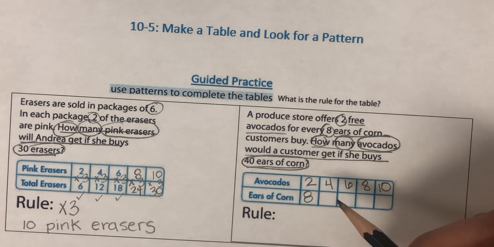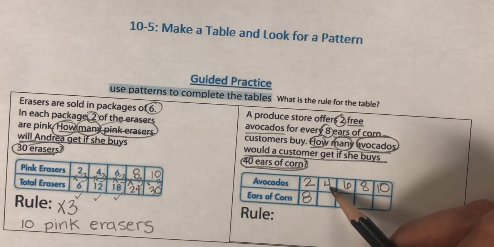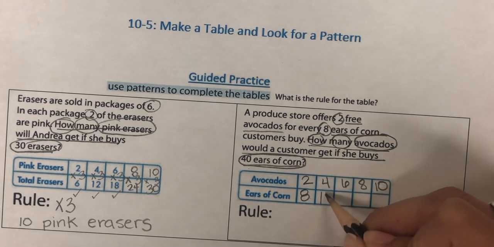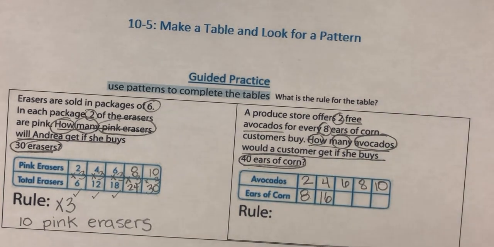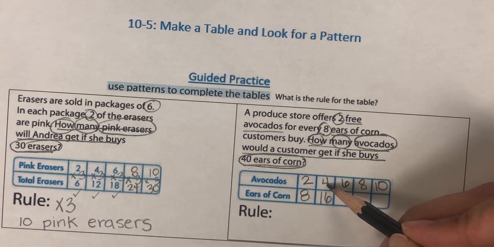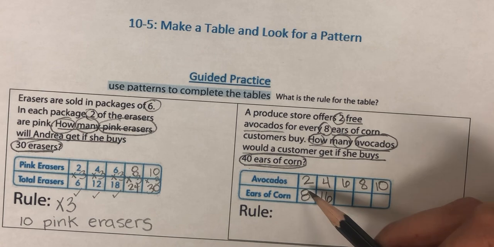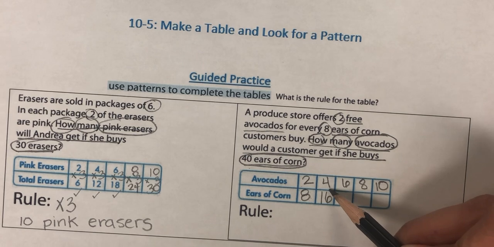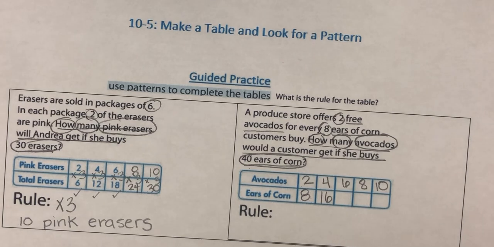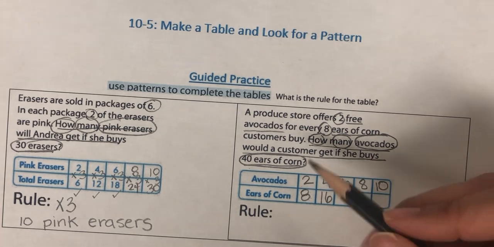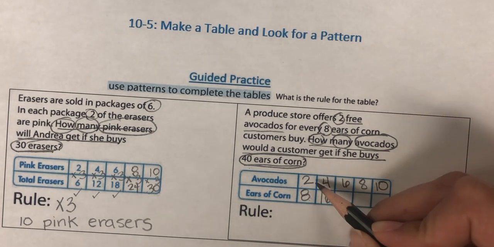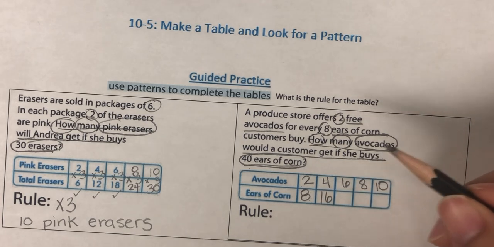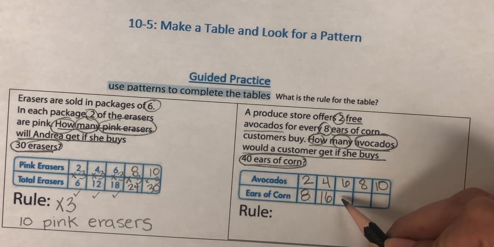So if we double that, just like we doubled the number on top, if we doubled the 8, we're going to end up with 16. The rule here would be 2 times 4 equals 8. And if we doubled the 8 to get 16, the rule is still the same. It's still times 4 because 4 times 4 equals 16. I'm doubling each one as I go across. For every 8 ears of corn, they're going to get 2 free avocados. On to the next one.